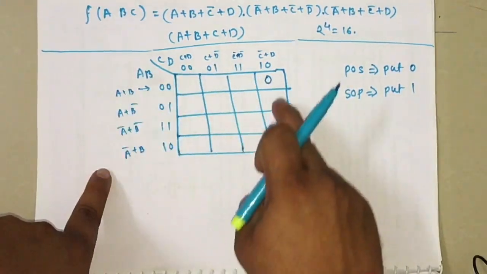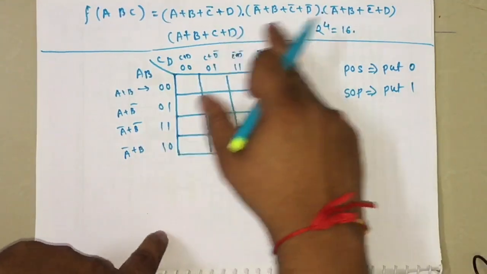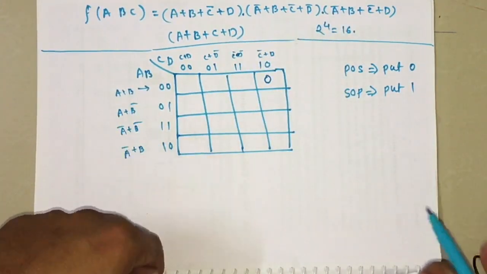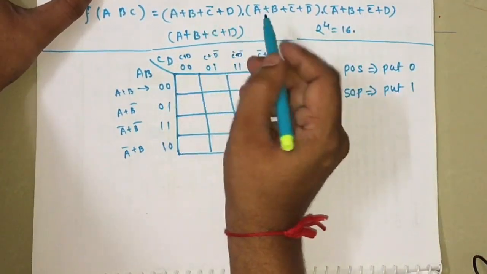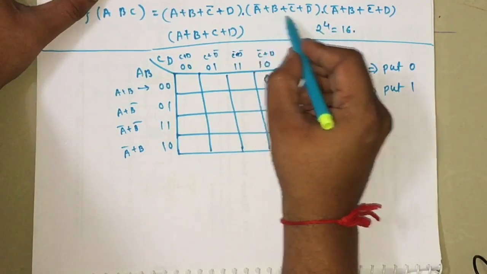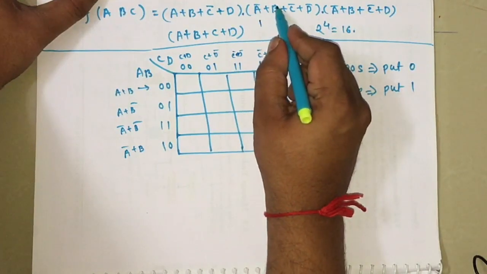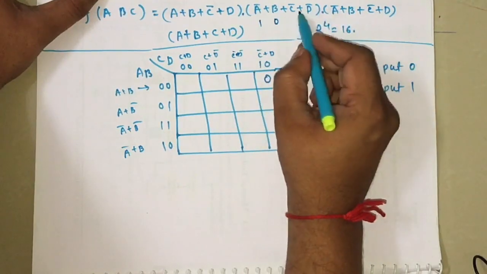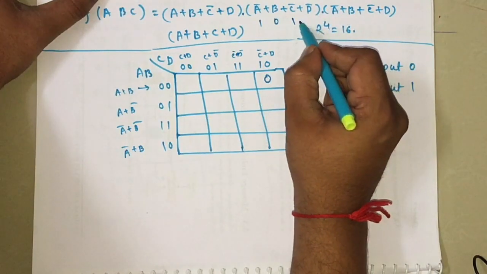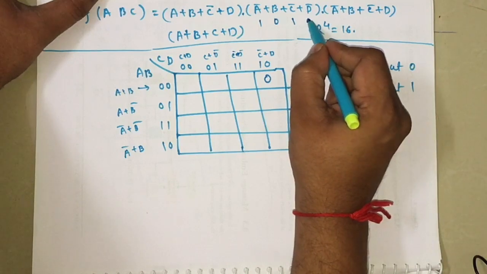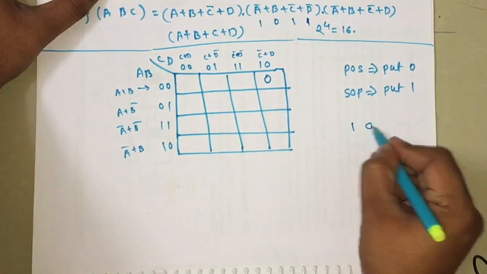In this way you can put the values, or you can also put the values by converting the equation into the max term form. So for max term form, what you need to do, this equation is in POS form, so it is possible to write the binary values. So bar will indicate 1. Here the bar is not there, means B value is 0. Here C bar will indicate value is 1, and this is D bar, that will indicate the value is 1. Okay, 1 0 1 1. This value is 1 0 1 1.